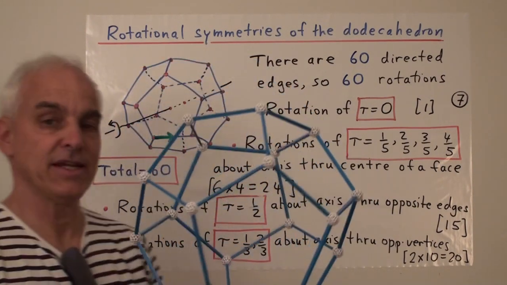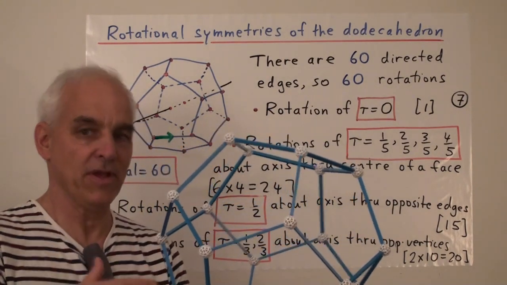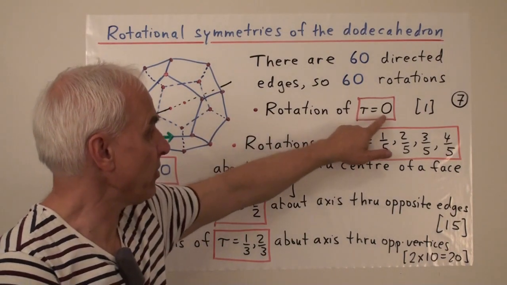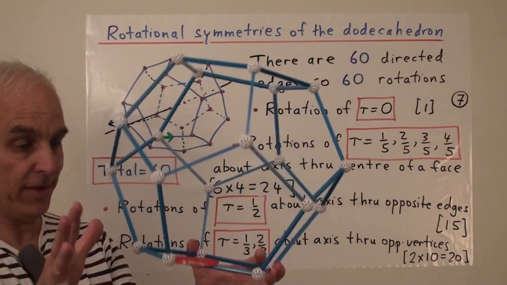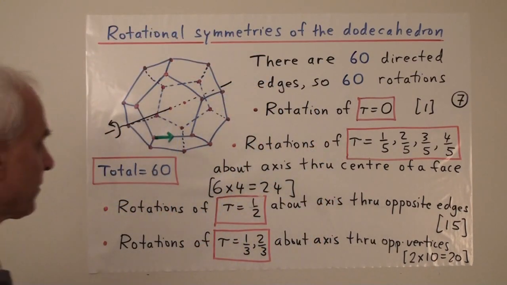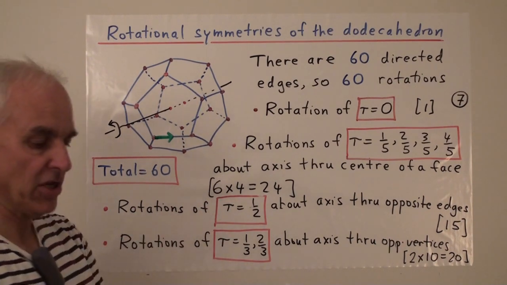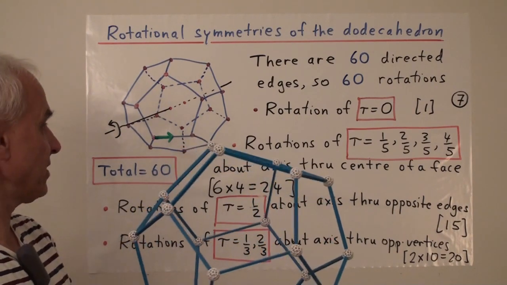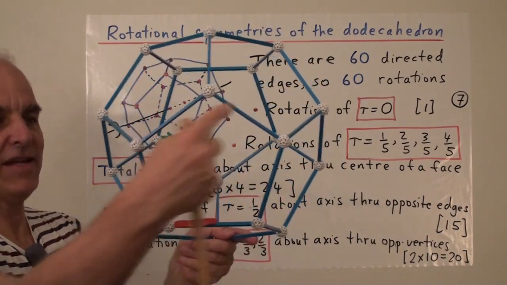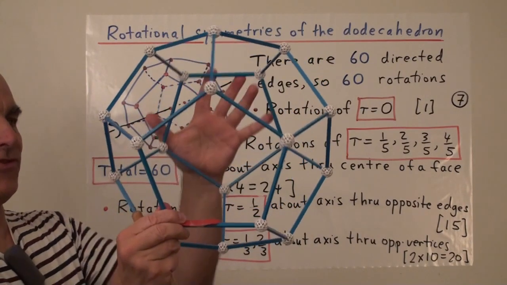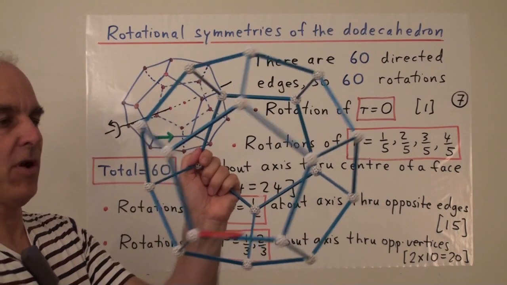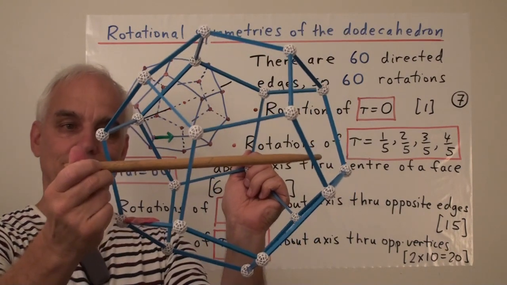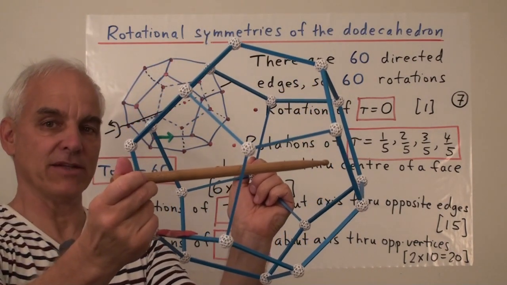Okay, so let's try to count these rotations more directly in terms of axes and turns. Of course, the rotation of tau equals 0 is the identity rotation. That doesn't do anything, and there's exactly one of those. The next simplest kinds of rotations are the ones associated to faces, or more particularly to pairs of opposite faces. So for example, if I take the face that's facing you there, and there's an opposite face right over here. Okay, so this face and this face are opposite. So if I join the centers of those faces, I have an axis like this. All right, and then about that axis, I can rotate.